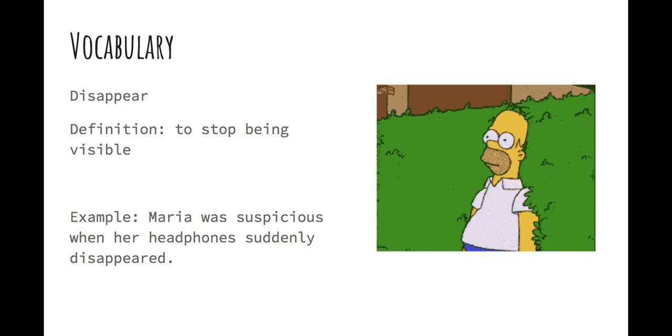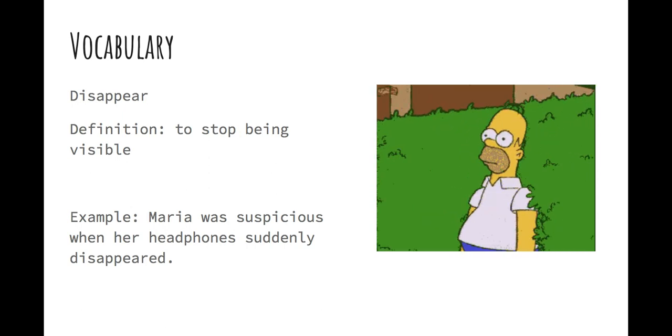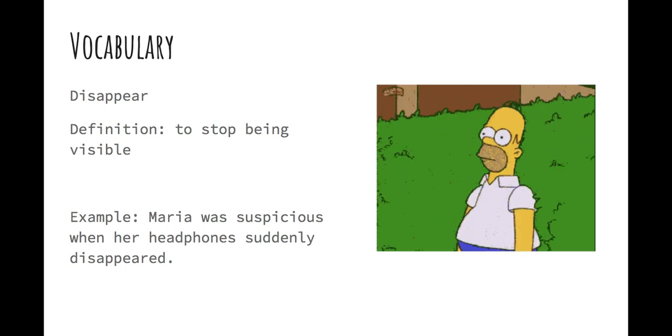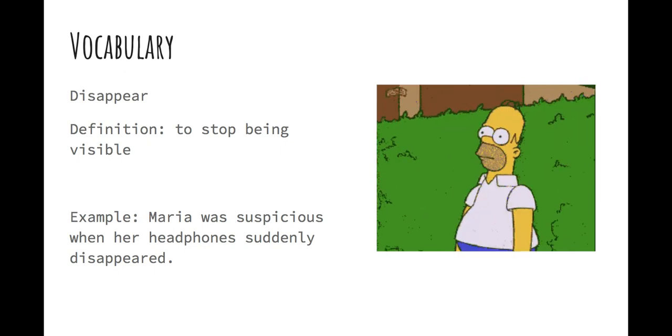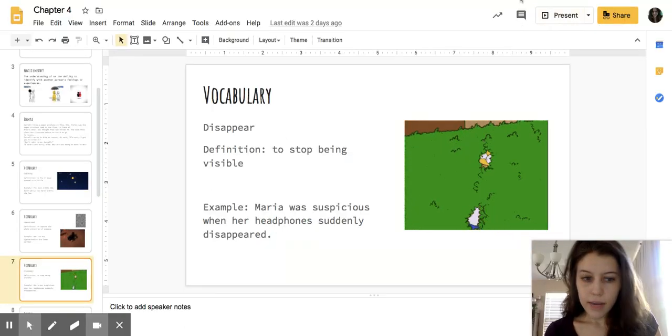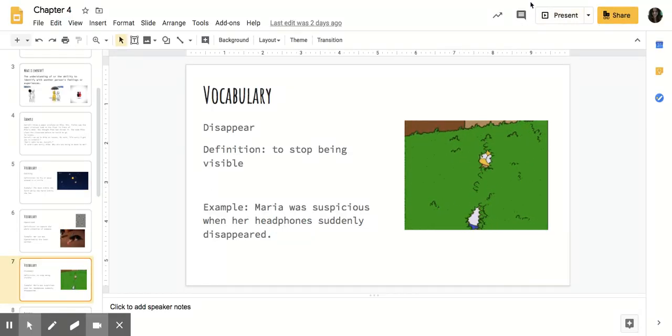And then the third vocabulary word is disappear, and it means to stop being visible. As in, it's not there anymore, you can't see it. So my example here is, Maria was suspicious when her headphones suddenly disappeared. And you can also see in the GIF that I posted, Homer's disappearing. Okay, so again, make sure that your vocabulary is all filled out in your organizer. And our purpose for reading is, how does Kenny show empathy for others in this chapter?